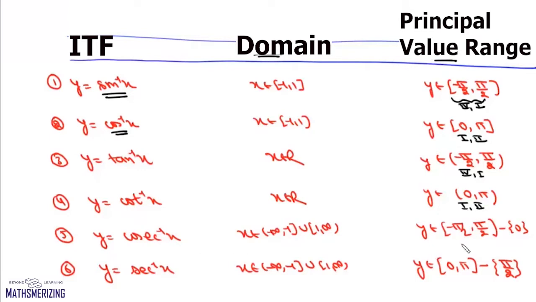For cosec inverse x, it is again fourth and first, again from minus pi by 2 to plus pi by 2, except at 0. And for secant inverse, it is 0 to pi except pi by 2, which again is first and second quadrant. So whenever we are going to write any trigonometric inverse function, we'll think of this trigonometric inverse function as some angle theta, and we need to ensure that this value of theta must lie in principal value range unless otherwise stated in the problem.